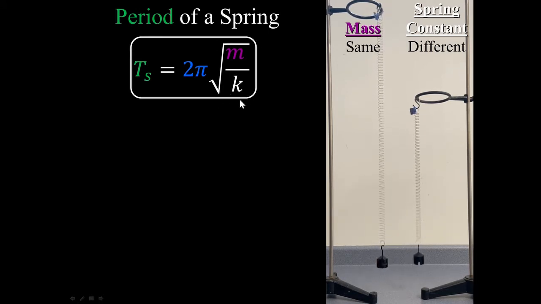Now the spring constant is inside the square root here. So if the spring constant were 4 times as big, let's say this spring constant was 4 times as big as this one, what would it do to the period? Well, it's going to be inversely proportional to the square root of something 4 times as big. So it would only be half as long.